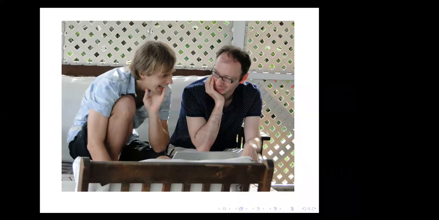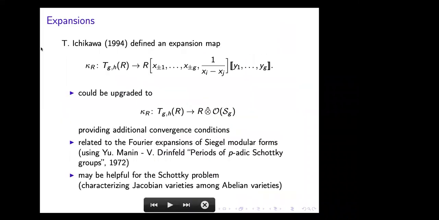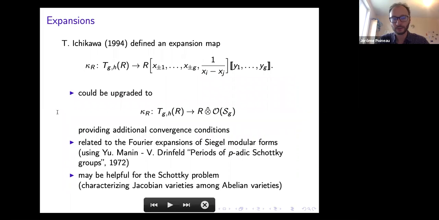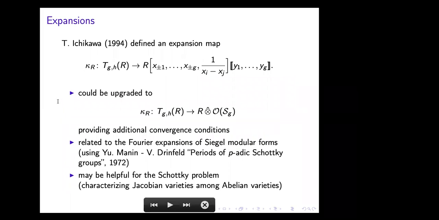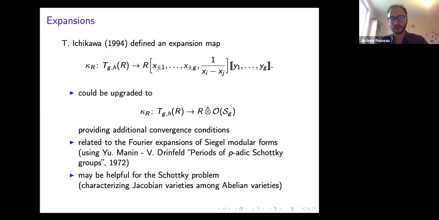Maybe I have a question. Hi, it's Christophe. Hi, Jérôme. Thanks for your talk, it was very, very interesting. I was wondering, at some point you say that you can make this expansion formula a bit more precise. I mean, you have the map, I think it was two slides ago. This one probably. Exactly. You say that you go a bit further than Ichikawa, and you give even additional convergence conditions, right? That's right.